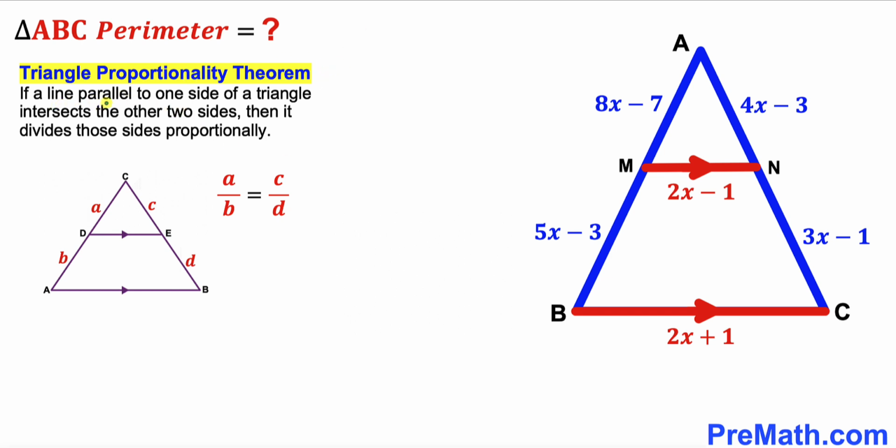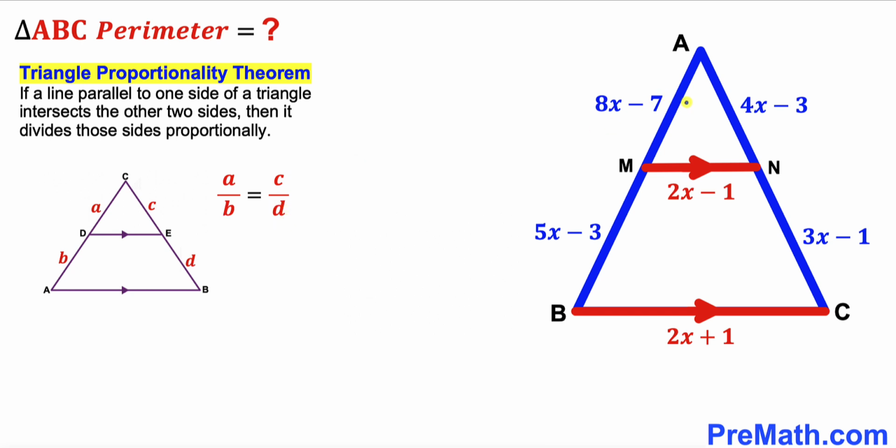According to this theorem, if a line parallel to one side of the triangle intersects the other two sides, then it divides the other two sides proportionally, as you can see in this given diagram. These two segments DE and AB are parallel to each other, and line DE intersects the other two sides, such that we have segments A, B, C and D. Then in terms of proportion, A divided by B equals C divided by D.